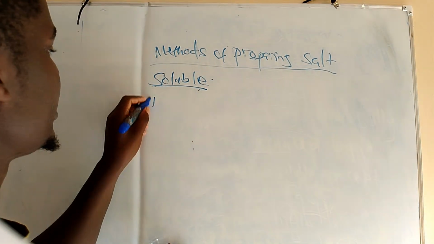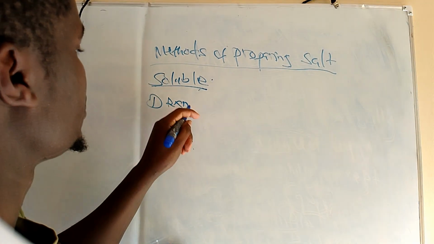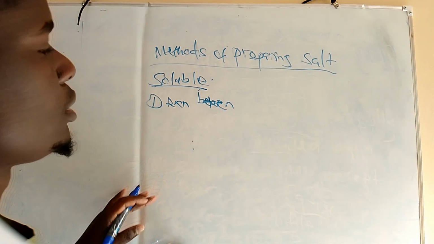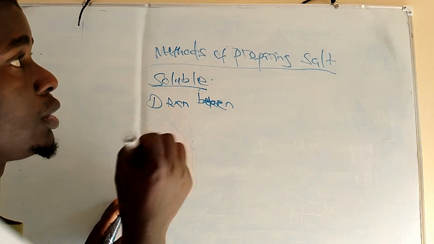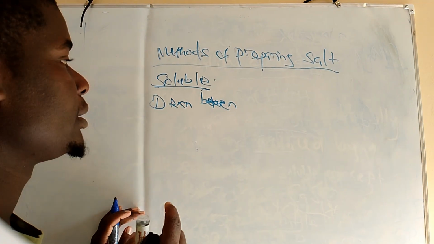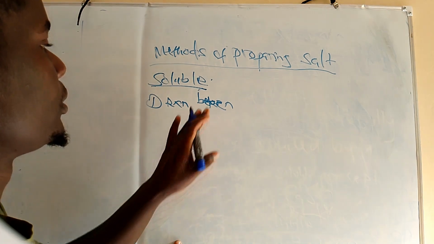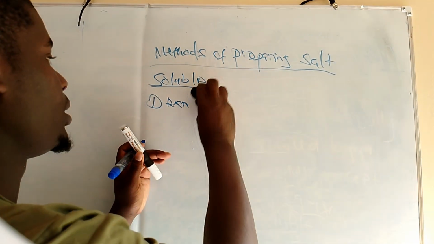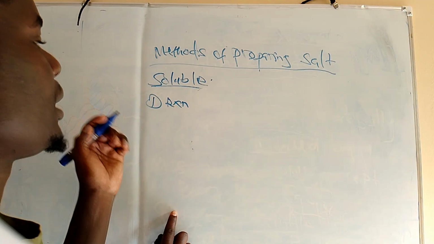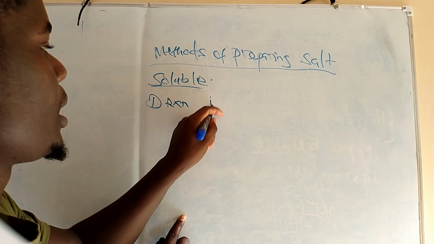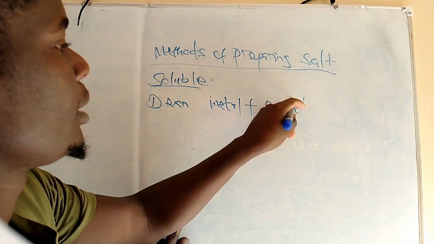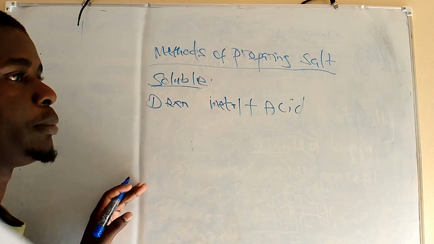Soluble ones. Number one is through the reaction between, sorry, I'm trying to squeeze because my board cannot fit all the information I'm saying. Some of the information I'm not writing because I believe you can understand it, and also the board is not sufficient. So the reaction between a metal and an acid, that's one method of preparing soluble salt.